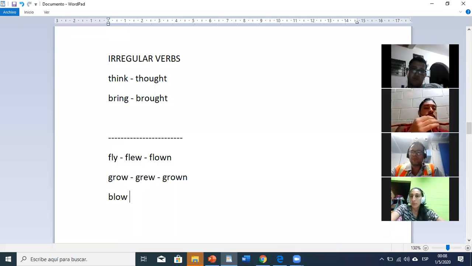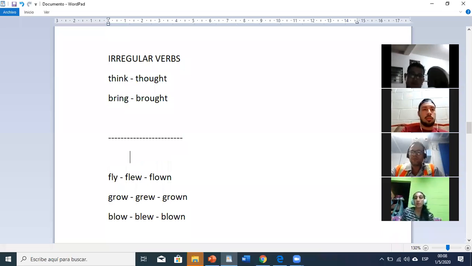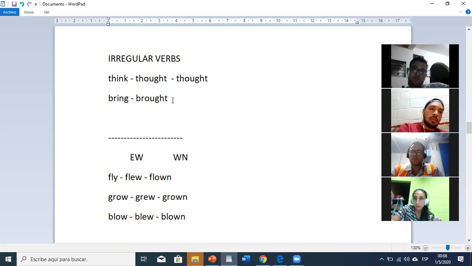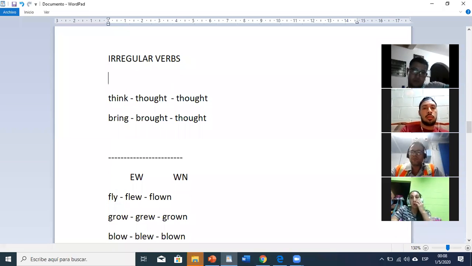Okay, what about blow? What do you think the past is? Blew, with an E. Pronunciation. Yes, and past participle? Blown, with an N. Look at this pattern. All right. Past is with E-W, and past participle is W-N, all right? In this case, think. Thought, and the same. Thought, it's exactly the same. The pronunciation is the same, so they all end in O-U-G-H-T. That's what they have in common. That's the pattern, right? Same pronunciation.